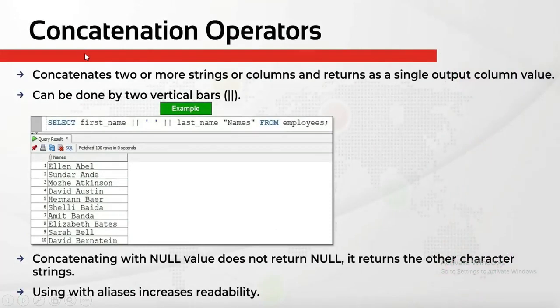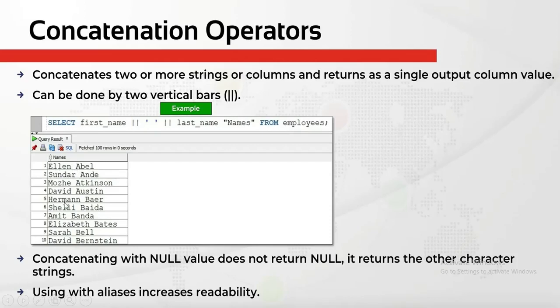So here are concatenation operators. This is a very important operator, concatenation. It concatenates two or more strings or columns and returns a single output column value. It can be done by two vertical bars. These are called vertical bars, or you can say double pipeline. So for example, here the names are Alan, Abel, Sundar and A. You can combine these names and give a single space here.